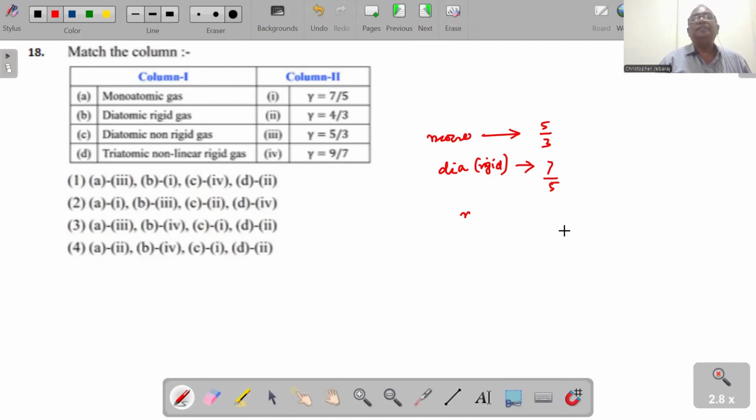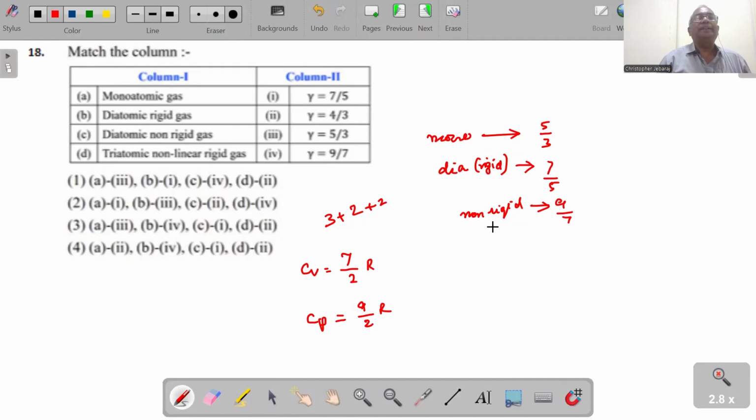Diatomic non-rigid. Non-rigid இருந்துச்சுன்னா it has vibration motion also. So it has 3 translation, 2 rotation, 2 vibration, 3 plus 2 plus 2, மொத்தம் 7. அப்போ 7 by 2 R. அப்போ 9 by 2 R. This is Cv. This is Cp. அப்போ Cp by Cv போட்டா 9 by 7 for non-rigid.